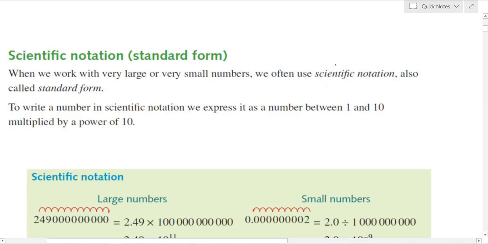There are two names for it: scientific notation or standard form. So you might see it in your SAC or on your exam saying, "I want you to put this number in standard form."